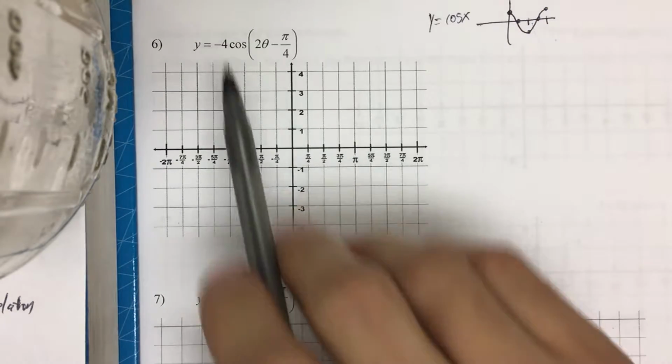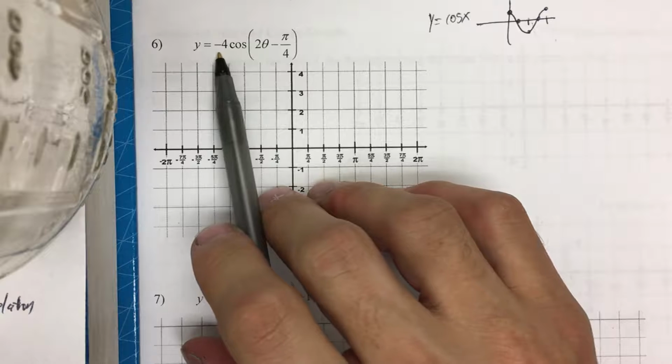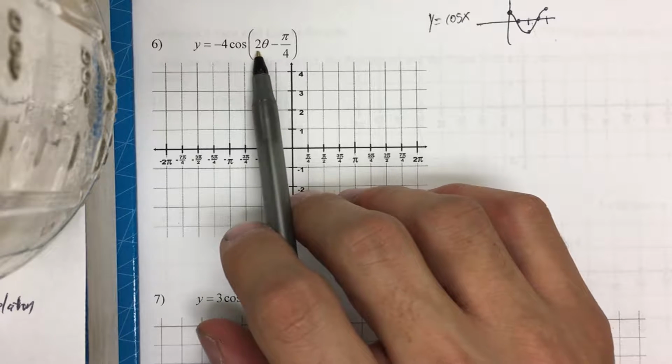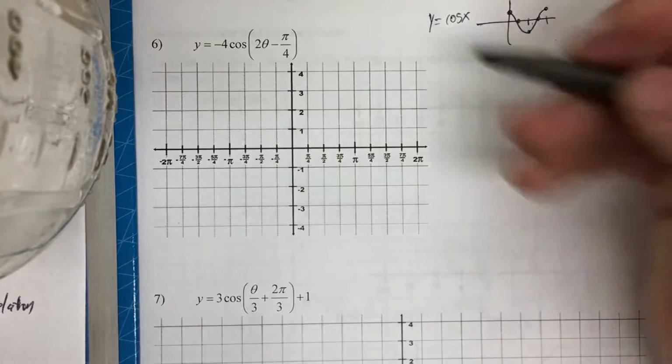Now obviously that's going to be changed with the fact that we have a -4 in front. That's also going to be changed with the fact that our period is going to get smaller, okay? So let's just go ahead and talk about that right there.